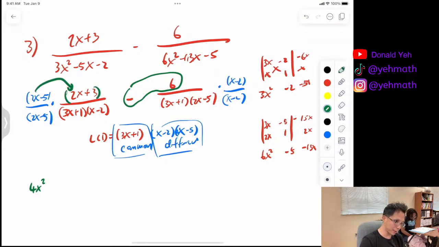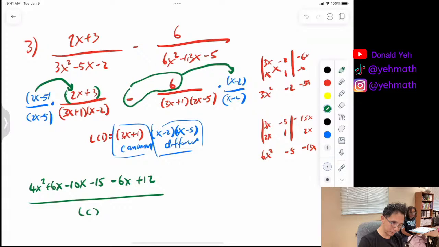Now, this is just times. This is binomial times binomial. And plus 6x, right? I think. Minus 10x minus 15. I usually make a lot of mistakes. Just make sure I don't make a mistake. This negative 6 is going to distribute to x. So it'd be negative 6x and plus 12, rather than negative 12, over the LCD.